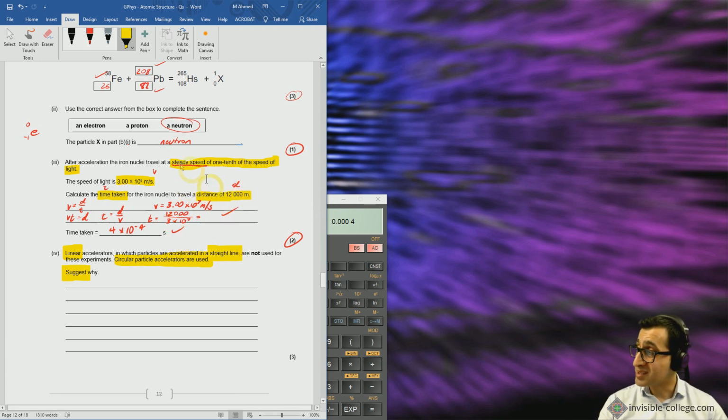So you already know in the stem of the previous question that the particle is traveling 12,000 meters. That's 12 kilometers. So if you used a linear accelerator, the equipment would have to be extremely long. It would need to be 12 kilometers long. It would occupy a very large space, which may not be practical or feasible. So you can take a circular path and accommodate that same distance in a much smaller space, requiring much less of a footprint for the equipment. And so there's 3 marks available.